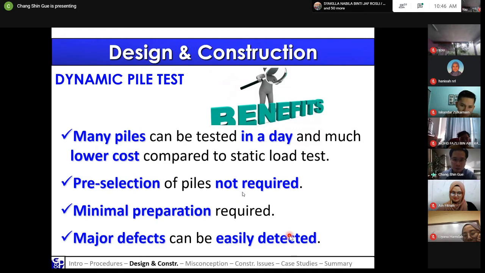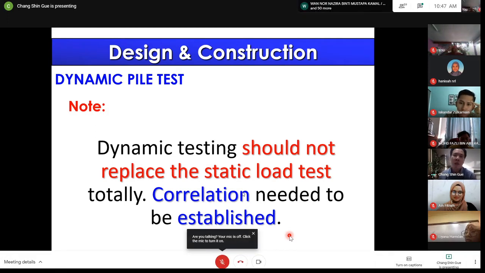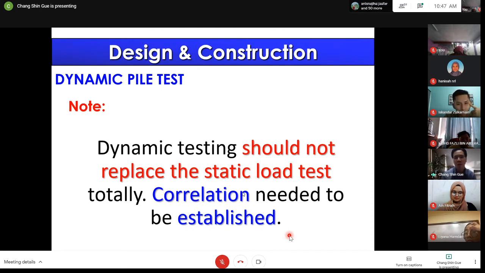Now, having said the benefits, I would like you to notice that the dynamic pile test should not completely replace your static load test. Typically, correlations need to be established, which means that in practice we carry out one or two static load tests, the one where we build up the kentledge box, and then you correlate with your dynamic pile test. Then you can do more dynamic pile tests, but you need to have a correlation with the actual static load test. So it's not recommended to carry out only the dynamic pile test.